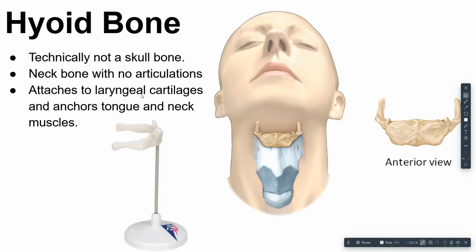It does attach to cartilages of the larynx. So we see a big laryngeal cartilage right there. It also anchors tongue and neck muscles. But that is basically it for the hyoid bone. The word hyoid means it's shaped like this kind of Greek letter that looks like that. And you can kind of see that. The hyoid bone does have some stuff on it, but we are not learning any parts of it. We are just learning it overall.